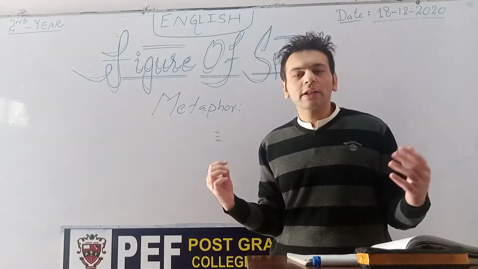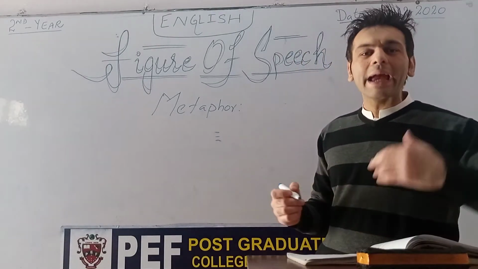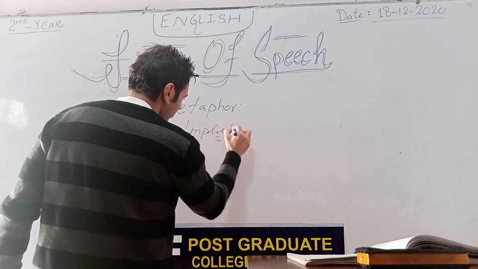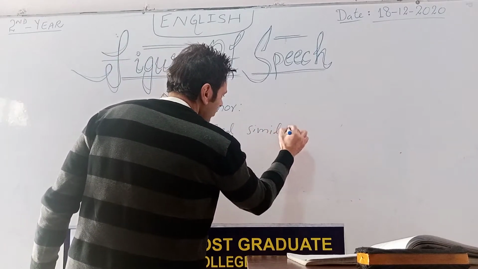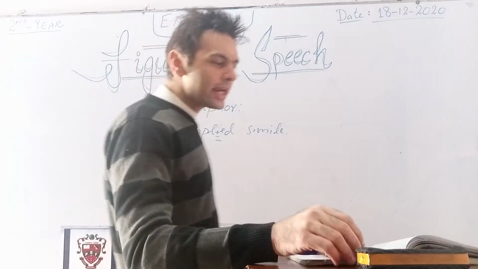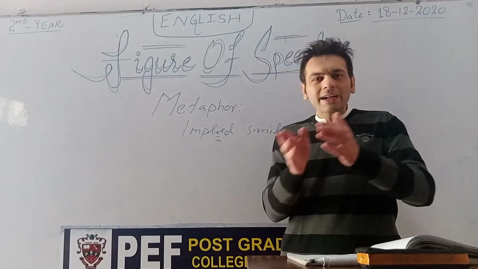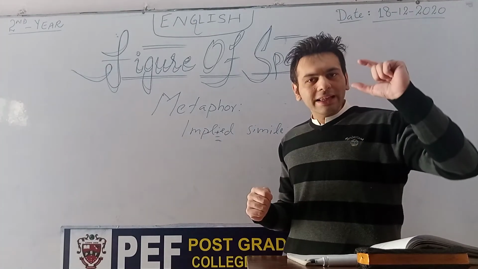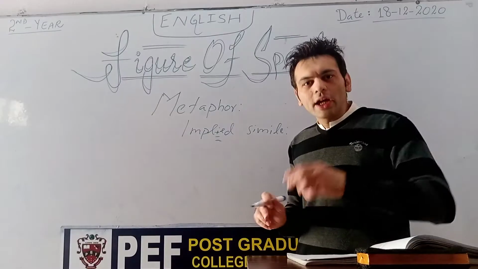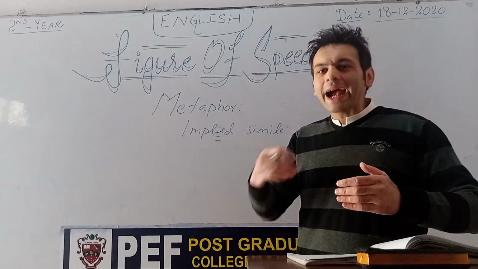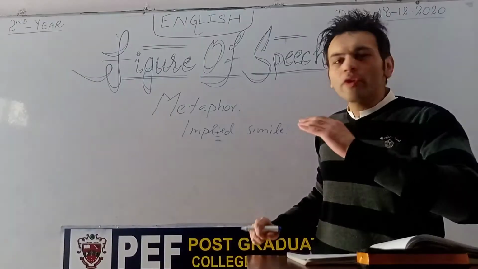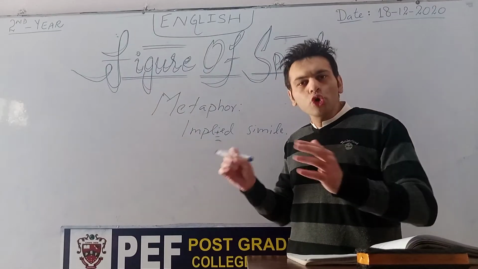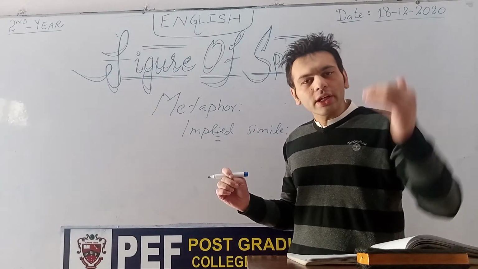Metaphor. What do we mean by metaphor? Metaphor is actually an implied simile. Now, implied simile का मतलब क्या है? Metaphor and simile are almost the same with one exception, and that is that in simile we use like and as. In metaphor we don't use like and as, rather we compare the two dissimilar things without using like and as.